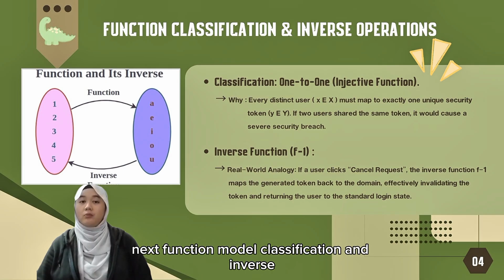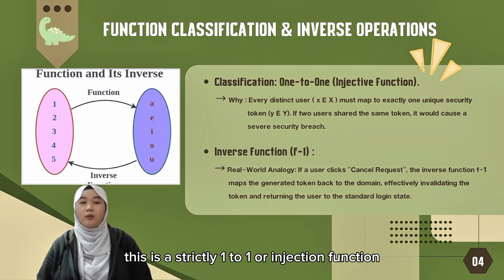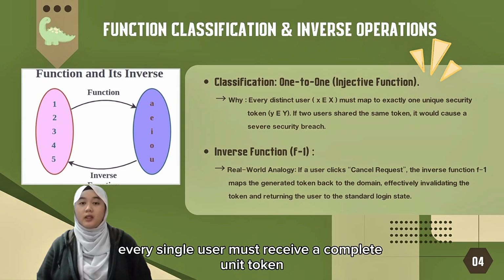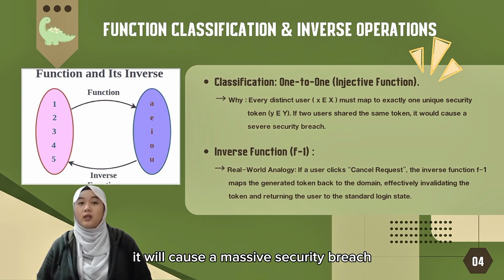Next, function model, classification, and inverse. Now, how do we classify this function? This is a strictly one-to-one, or injective, function. Why? Because in cybersecurity, every single user must receive a unique token. If two different users map to the same token, it will cause a massive security breach.